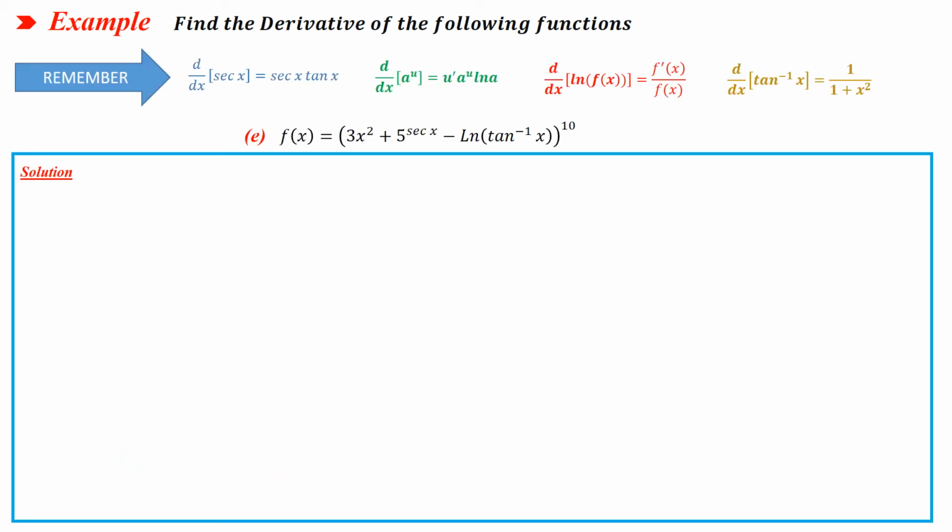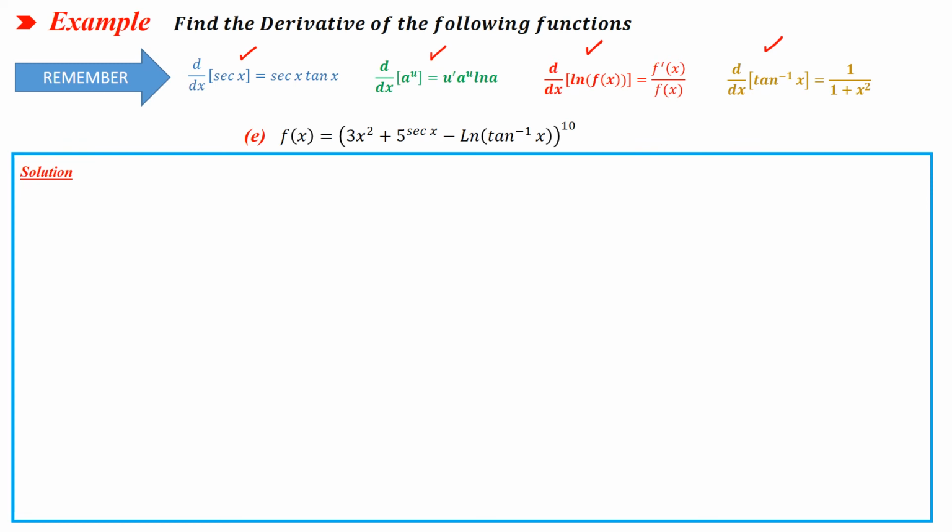Now the last part, which is part E, but first you have to remember that the derivative of secant x equals secant of x tan of x, and the derivative of a number to the function equals the derivative of the exponent multiplied by the same function multiplied by ln the base, ln a, and the derivative of ln of a function equals the derivative of the inside function divided by the inside function. And remember that the derivative of tan inverse of x equals 1 over 1 plus x squared.